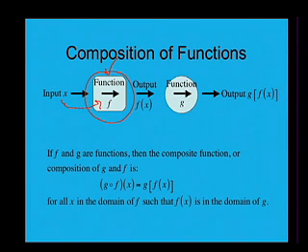We'll do some manipulations to it, and then we're going to take the output, whatever that output is, and we're going to put it into a second function, g. And we're going to manipulate that, and it's going to give us an output, which is the equivalent of g of f of x. In particular, if f and g are functions, then the composite function, or the composition of g and f, is defined by g composed with f of x is equal to g of f of x for all x in the domain of f such that f of x is in the domain of g.